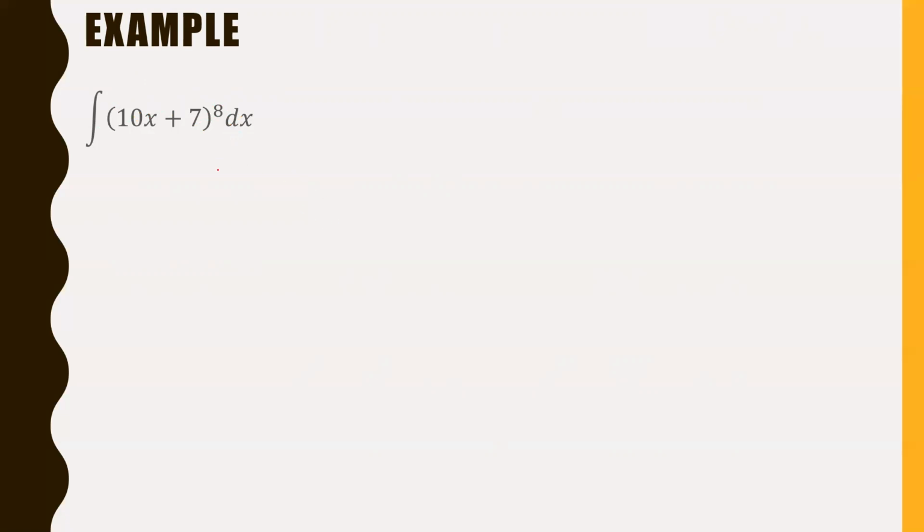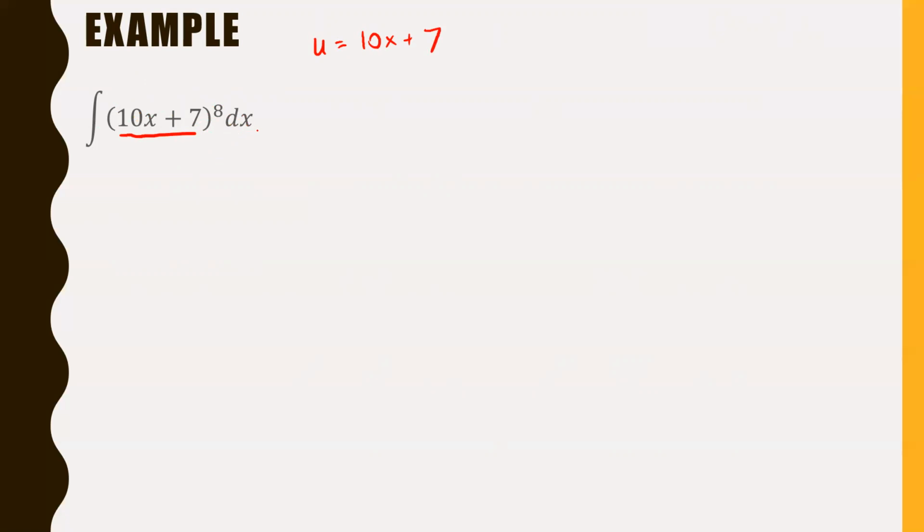Long story short, instead of me rambling, how about we just look at the inner part of this function? In other words, it's the 10x plus 7, and we set that equal to u. So we'll say u equals 10x plus 7. Before I substitute u in here, we need to figure out something for our dx.